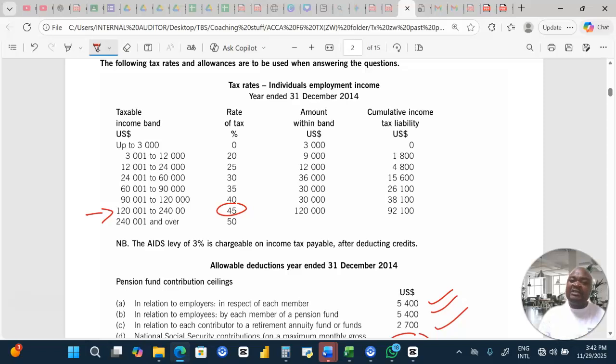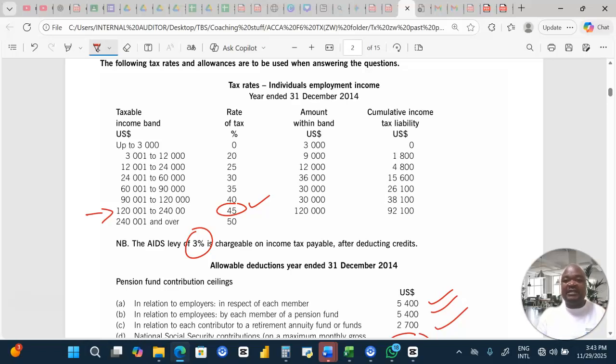Remember, the 3% AIDS levy is 3% of 45% in this case. A lot of students make the mistake and say it's 45% plus 3%. Then they use 48% and they find that they have failed and they start to worry. Yes, you'll be worried, but you would need to rewrite the paper again. So don't make that mistake.